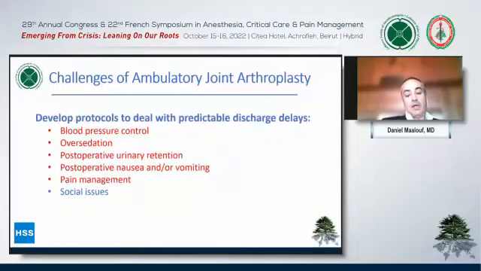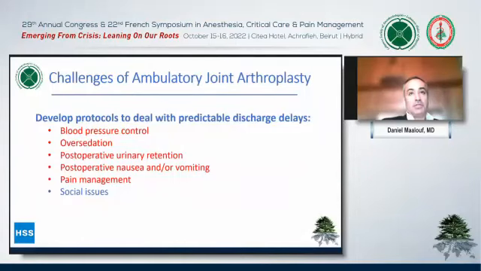So our part in doing all this comes in how patients do immediately post-operatively. And there are many things we can do to prevent the common problems that happen with patients who undergo a joint replacement. So be it blood pressure control or sedation, or urinary retention, good pain management with minimizing the narcotics is always very helpful.